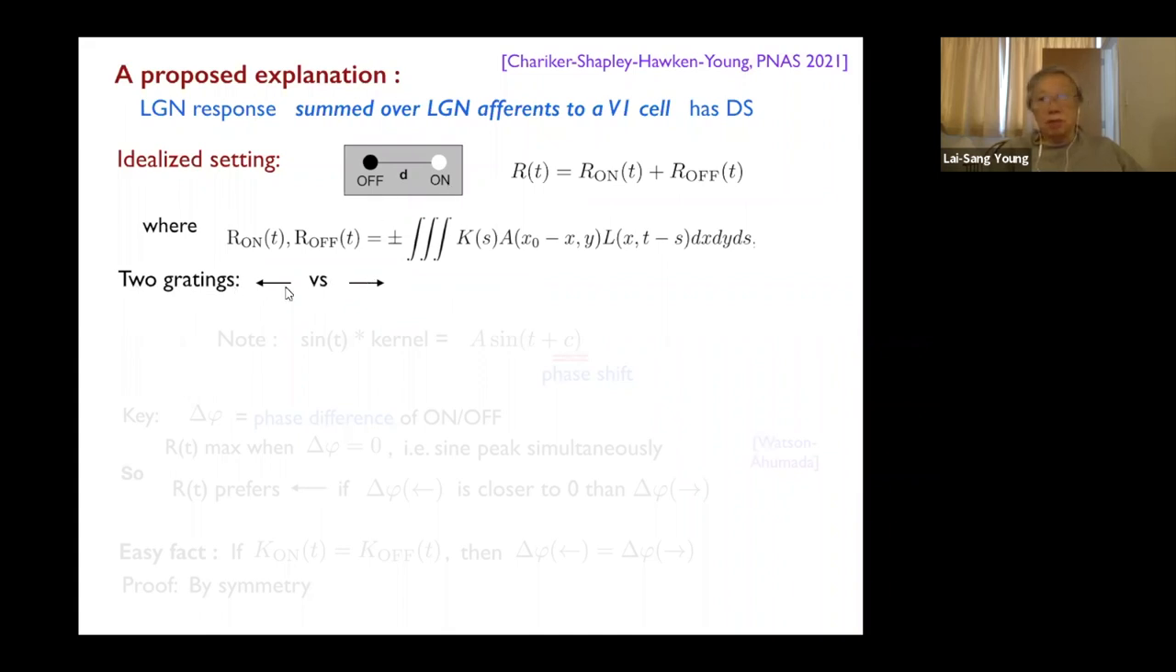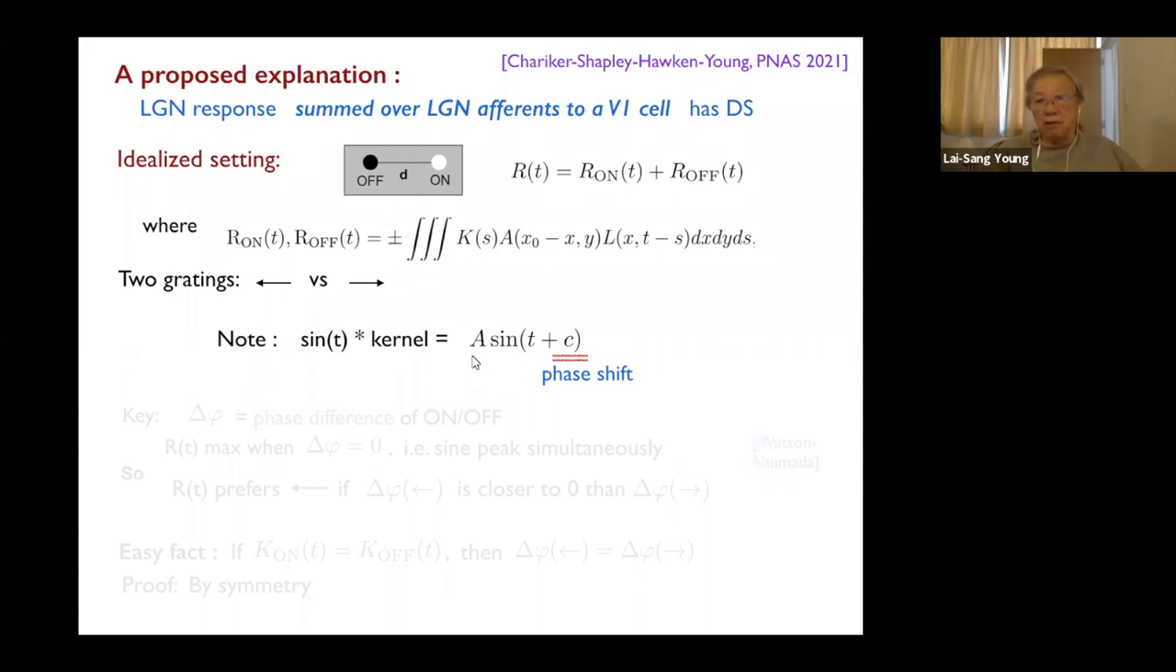Because it's a one-dimensional problem, there are just two gratings. It's either from left to right, or from right to left, okay? One reason for making this simplification is that if you take the sine function and convolve it with a reasonable kernel, what you get is a sine function. The amplitude is changed, but most importantly, it's phase shifted, okay?